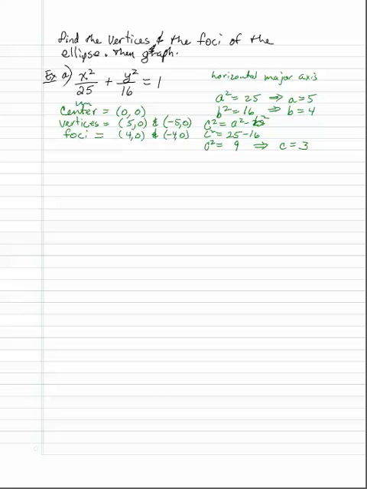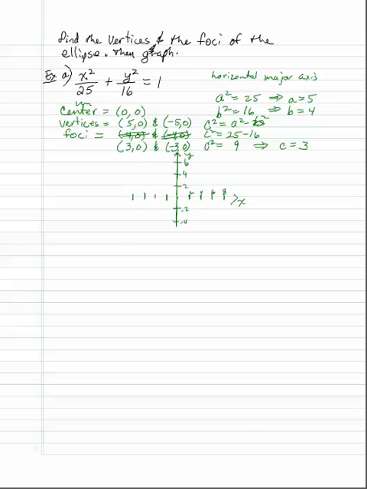And you're adding it to the center. So if the center was 3, 2, which we'll do in a minute, you're going to add 4 to the 3, and you get 7, 2. Alright, let's graph this thing. Oh, I messed up. Foci is C, 0, so that should be 3, 0, and negative 3, 0. Okay, now let's graph this.